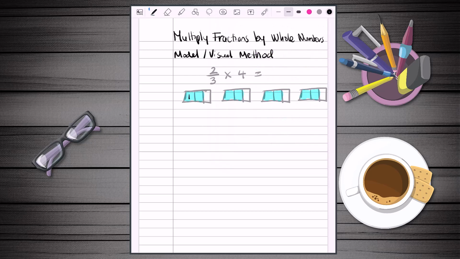Now that we've multiplied that 4 times, I'm going to count up how many thirds I have. And you'll see that there are 8 thirds. So the answer is 2/3 times 4 is 8 thirds. Then I'm going to simplify.